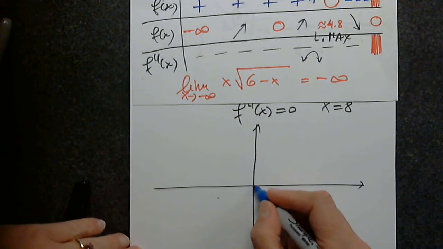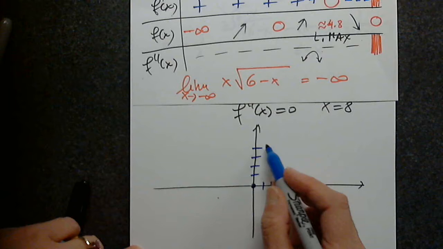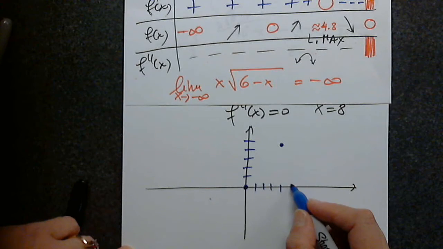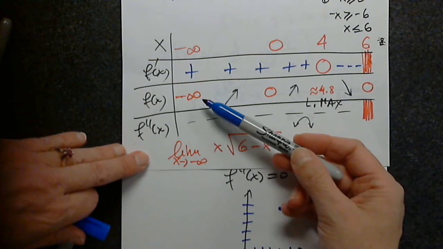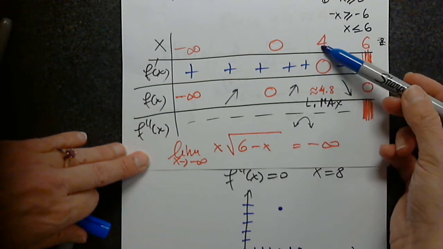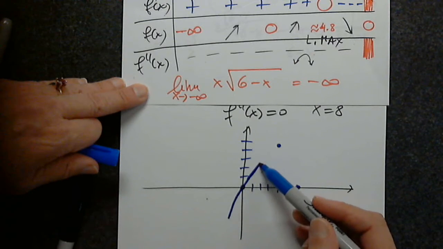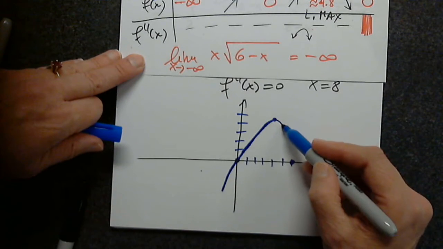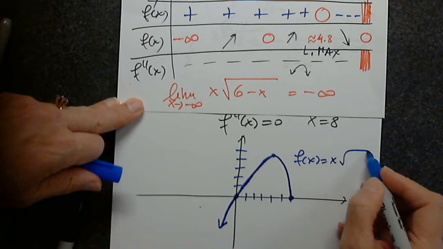Zero, 0. 1, 2, 3, 4. 1, 2, 3, 4, 5. And 5, 6. Ready? So it's coming from negative infinity, constantly opening downward, increasing to the origin, and increasing to this point, which is an absolute and local max. Fine. Then it's decreasing to this point, which is 6, 0.